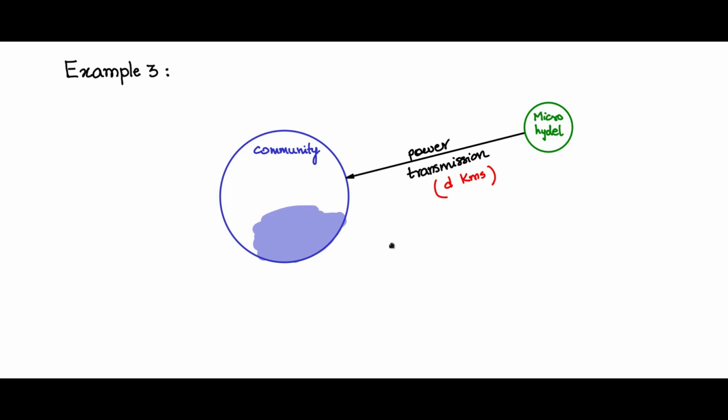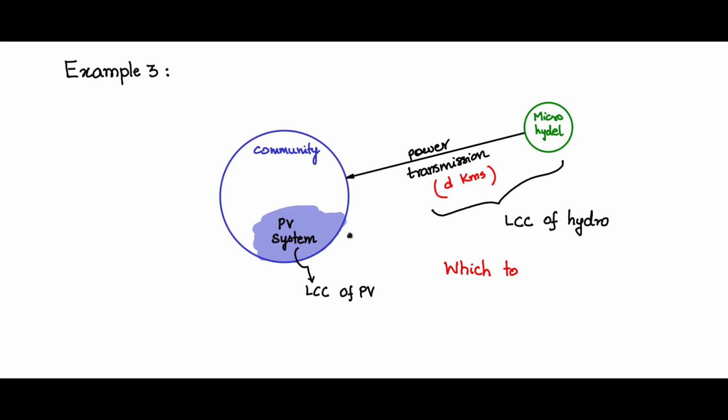Now the other option is, within the community we could have set up a PV system. So one possibility is to have a microhydel plant transmit power to the community, and the other possibility is to have a local PV system to take care of the community's electrical requirements. Now there is an LCC of the hydro system, and then there is an LCC of this PV system. Which one to select is the question.